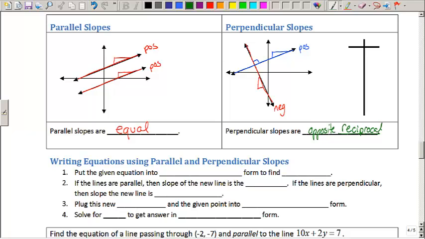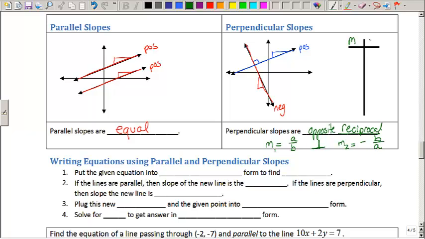So what does that mean? Well, if my first slope, let's say, is a over b, a fraction, and this right here is the shorthand symbol for perpendicular, the perpendicular slope would be opposite, meaning positive versus negative, and reciprocal, meaning the numerator ends up in the denominator and the denominator ends up in the numerator. So the opposite reciprocal slope would be negative b over a.